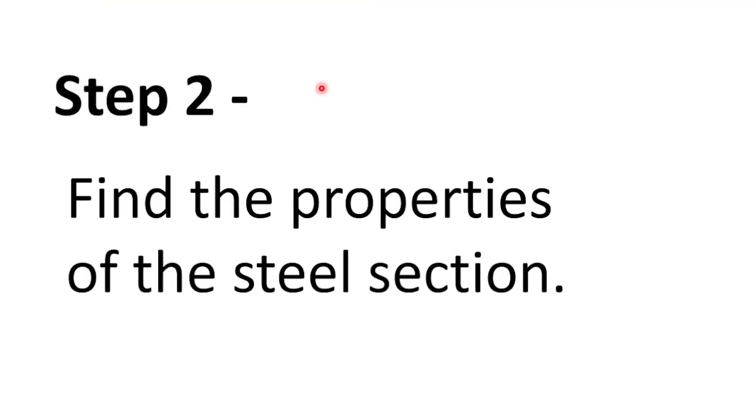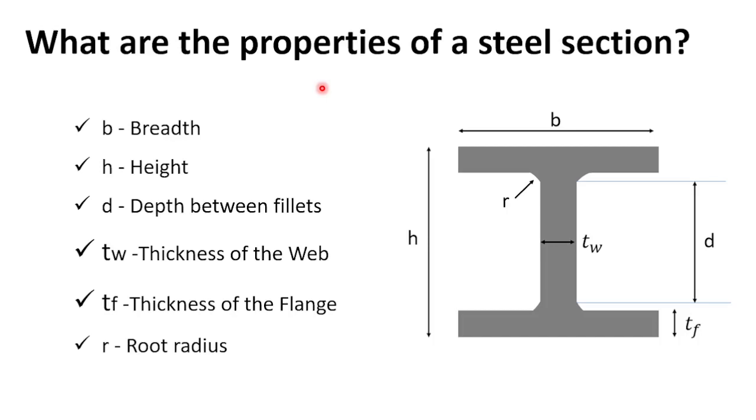Step number 2. Find the properties of the steel section. What are the properties of a steel section? Here you can see a steel section. I will explain one by one what these properties are. First one is simple B, which is the breadth of this steel section. Simple H is the height of the steel section. D is the depth between fillets. So you can see here simple D, this is the depth between fillets.